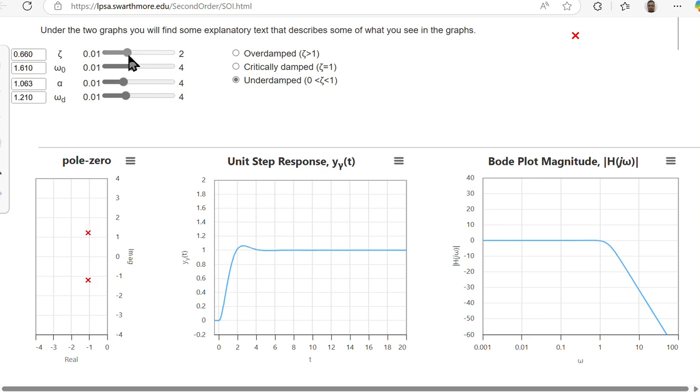As we increase zeta, they come closer, and at one point, when zeta is exactly 1, both poles merge at a specific real number. This is critically damped. And when we increase even further, they split into 2 different real numbers. This is overdamped. So that's all. Thank you.